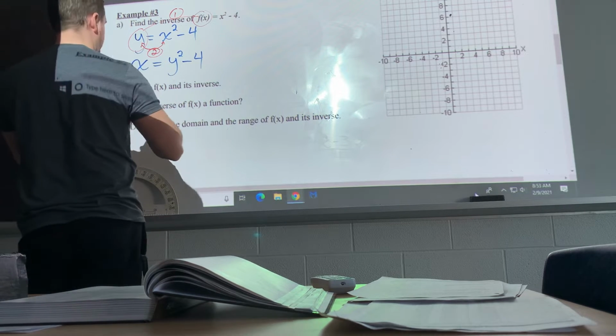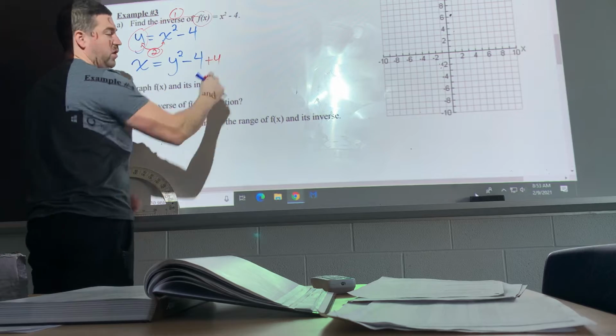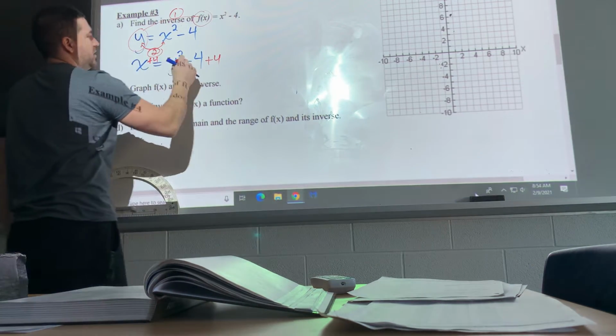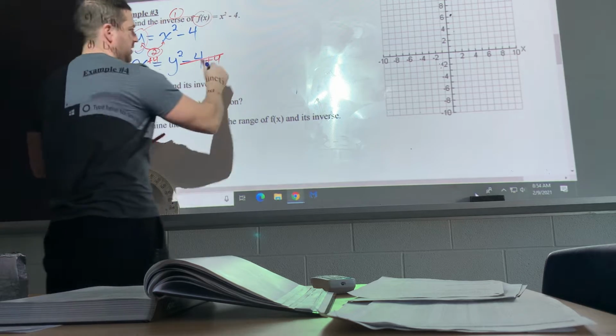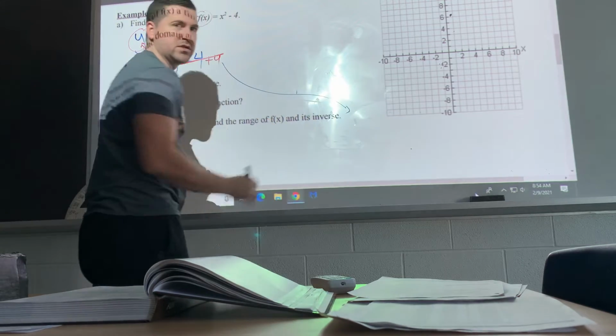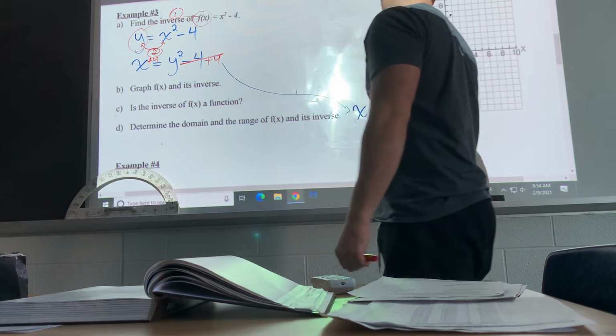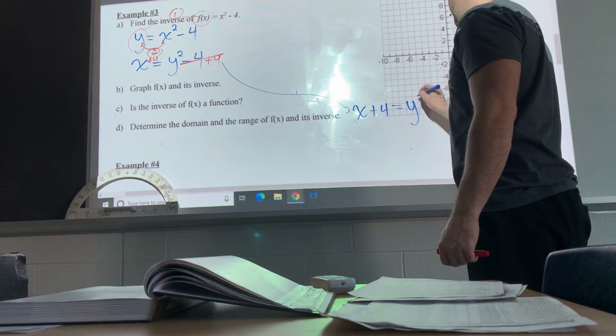Good. So we're going to add 4, or if you prefer, bring it over and it becomes plus. That's fine. So add 4 on both sides. I'm going to bring it down here just so it's out of the glare. So we have x plus 4 equals y squared.